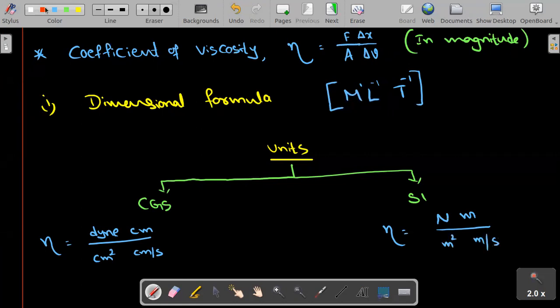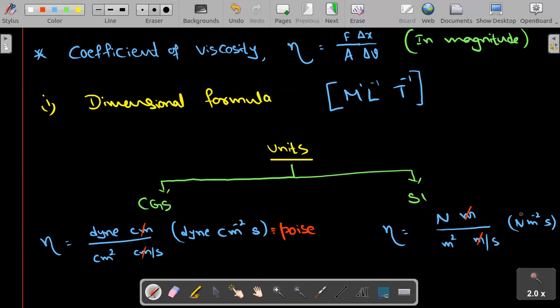I hope you are understanding how we are writing the units. So centimeter, centimeter we cancel here, meter, meter we cancel. So we are left with dyne, centimeter power -2, second power 1, which I can write like this. So Newton meter power -2 second. This is the SI unit, and this is the CGS unit. What else do we need to mention? This dyne centimeter power -2 second, we call it poise.